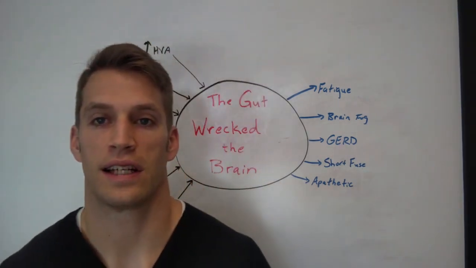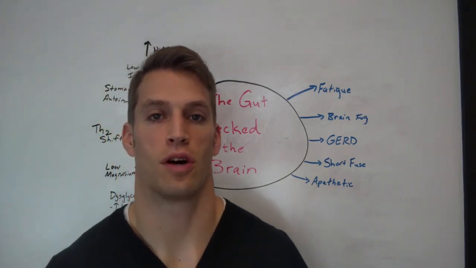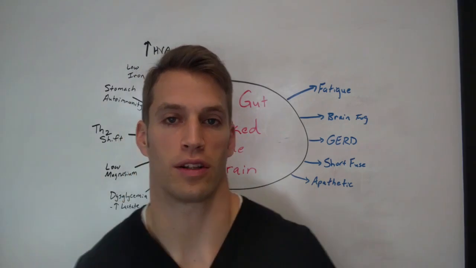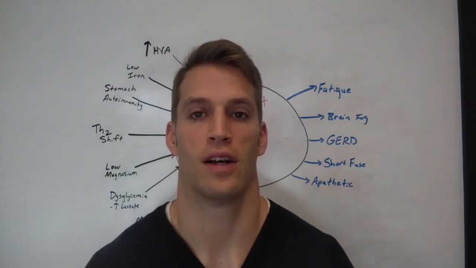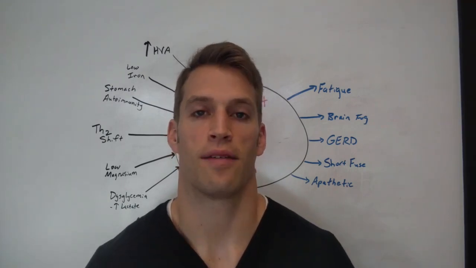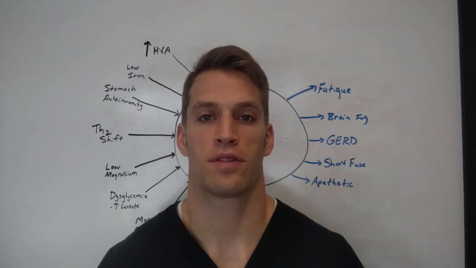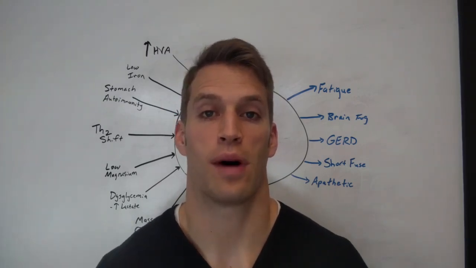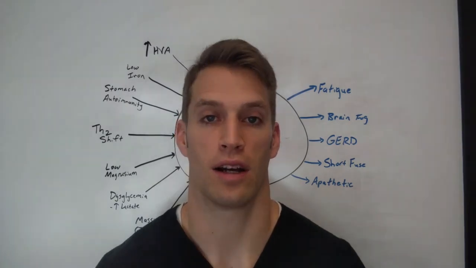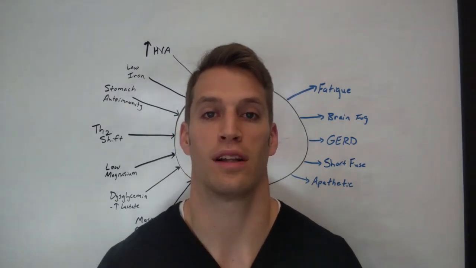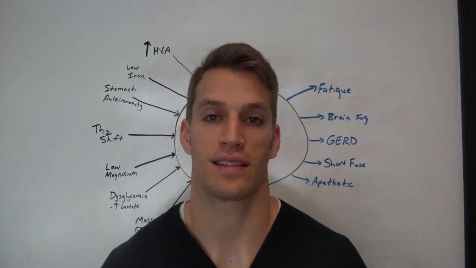And so what we can see here is the gut has wrecked the brain for this person. This person's dopamine symptoms, the fatigue, the brain fog, the short fuse, so flying off the handle, maybe giving someone the bird in traffic, or road rage, having apathy, low libido, those things are all dopamine symptoms. Dopamine is impacted negatively by neuroinflammation. Neuroinflammation is often driven by gut inflammation. So we have a gut-brain, brain-gut loop, and this is a great case example of that.